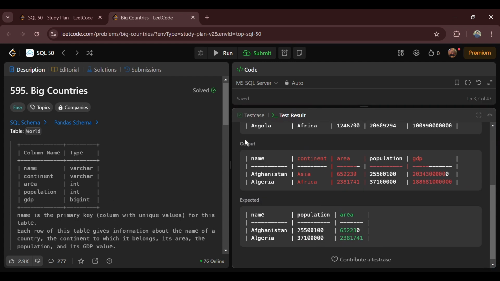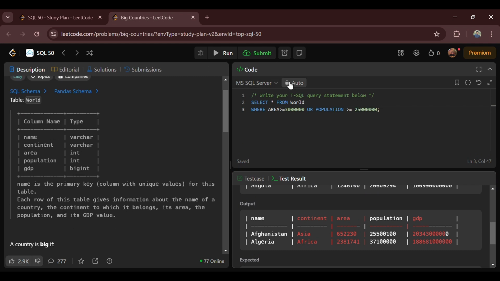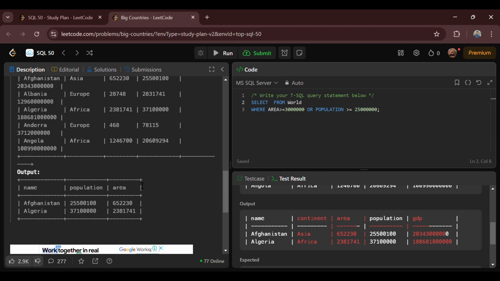See, our output is this one, right? Afghanistan and Algeria are coming. And in the expected output also these two countries are coming, but we have three extra columns, that is continent, area, and GDP, right? So basically in the columns, what we have to keep is name, population, and area. So we will keep only those columns here. So in the output, what we have to do is name, population, and area. Order is important, so don't forget to keep it.